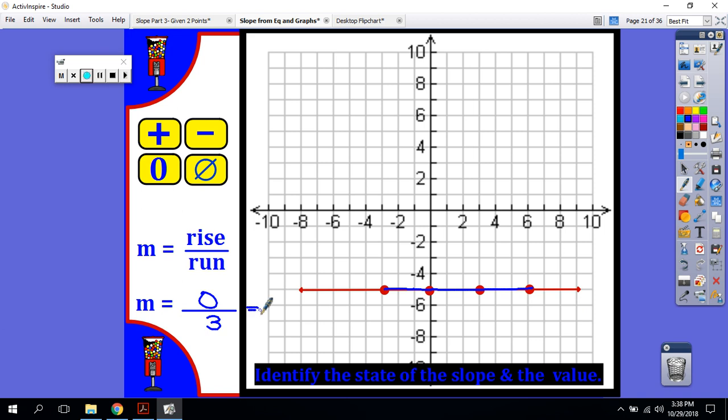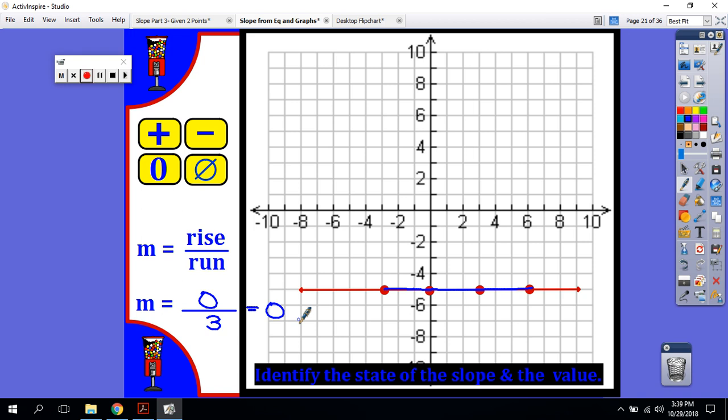And I want you to type, clear everything out. But you're going to do 0 divided by 3. And hit enter. And what is 0 divided by 3? 0. This one equals 0. Very important that you see that in your calculator. We're going to look at the other one in just a second.